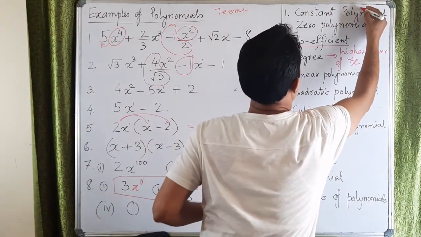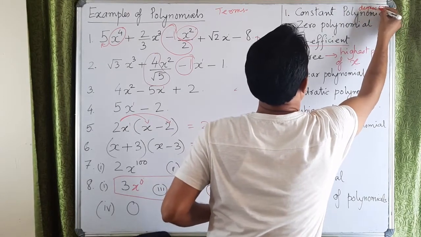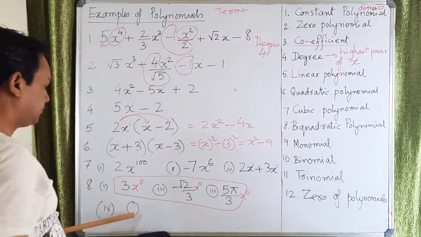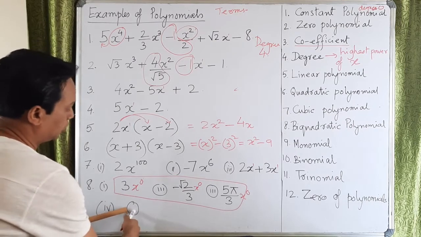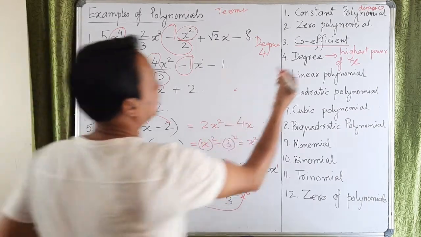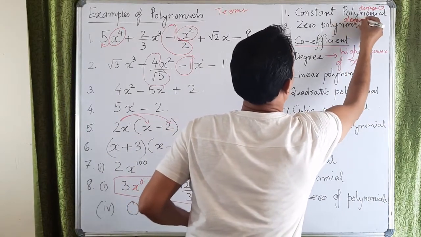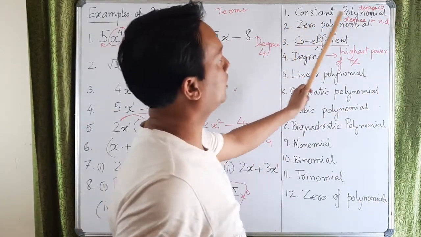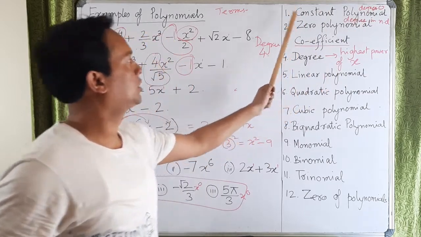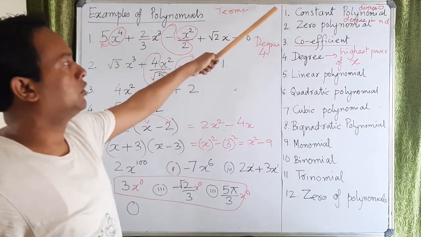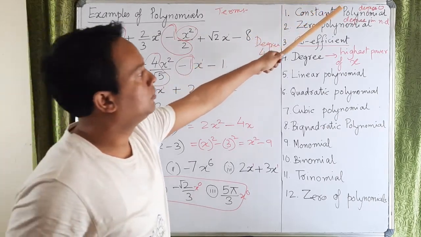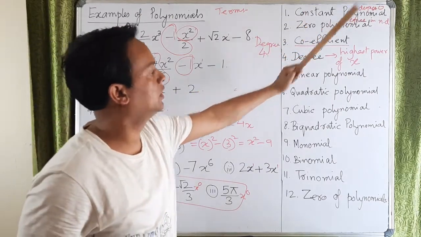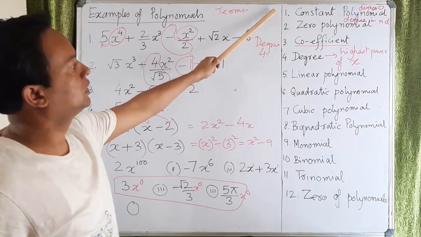So all constant polynomials have degree 0. Remember that. Degree 0. The constant polynomials, except the zero polynomial. For zero polynomial we cannot say, we don't know, zero into anything is zero. So for zero polynomial, degree is not defined. I'm writing nd, not defined. For constant polynomial, degree is zero. Please keep that in mind. If you're asked what is the degree of a constant polynomial, any constant polynomial except zero, the degree will be zero. But if the constant is zero, then for the zero polynomial, the degree is not defined. So we understood these four terms.